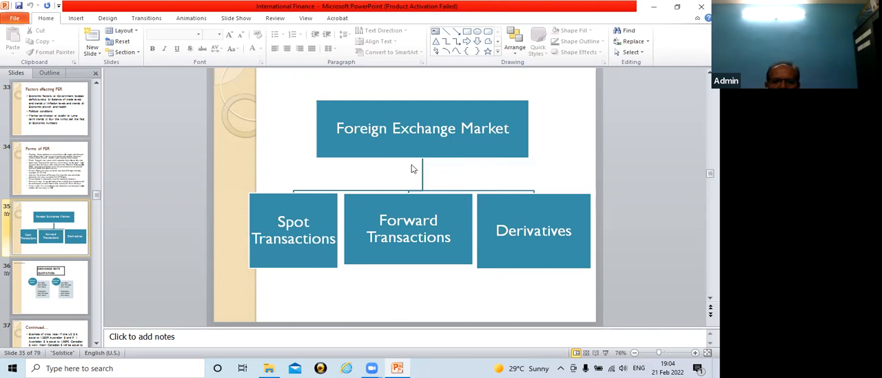Just have a look at this first slide, where we will be talking about spot transactions, forward, and derivatives. This foreign exchange market is divided into these three areas: spot, forward, and derivatives. Let's know more about this.